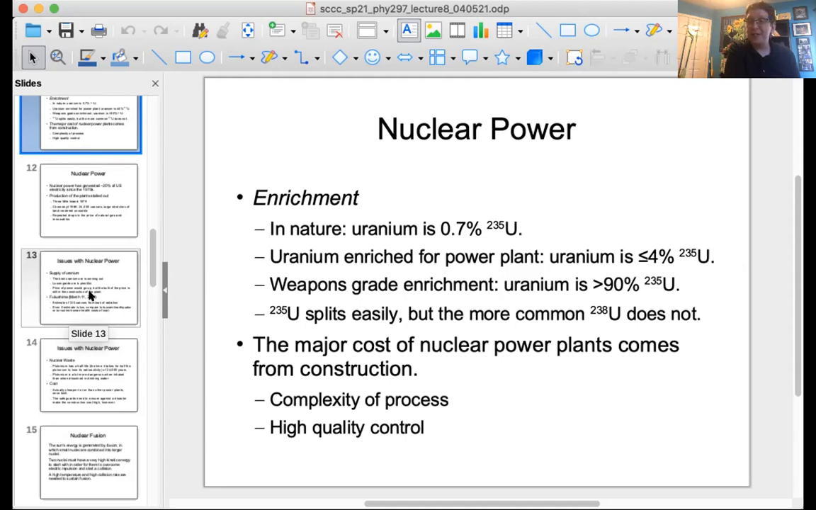The major cost of nuclear power plants comes from the construction, not just the complexity of the process, but there have been enough concerning accidents to know that the cost of such an accident happening would be prohibitive in terms of environmental cost, and not just in terms of human life, but in terms of land that's going to be lost for generations.